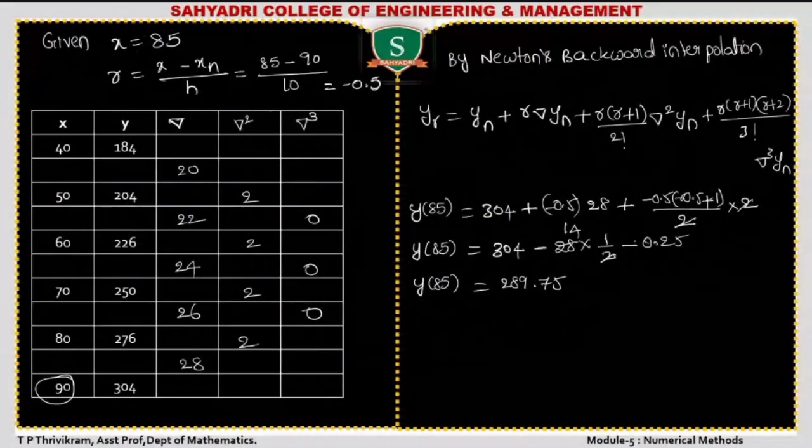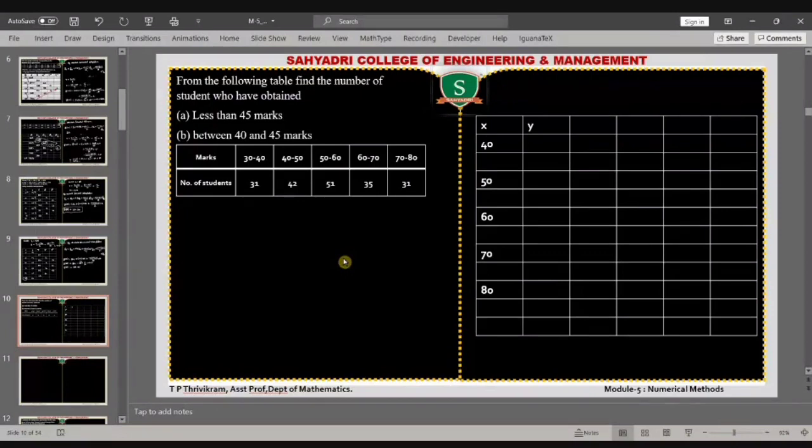Is it fine? So he has given range bound between the numbers. 30 to 40, 31 students are there. 40 to 50, 42 students are there. 50 to 60, 51. 60 to 70, 35. 70 to 80, that is 31 is there. Now we need to rewrite the given data.